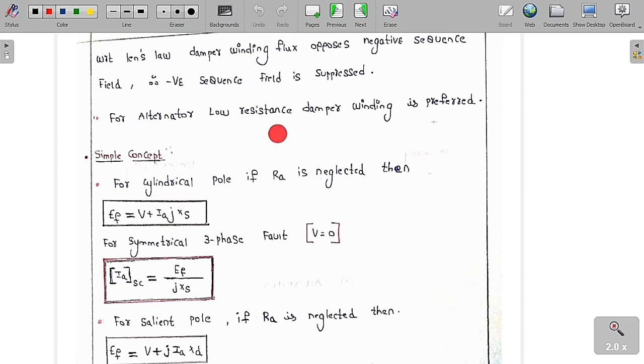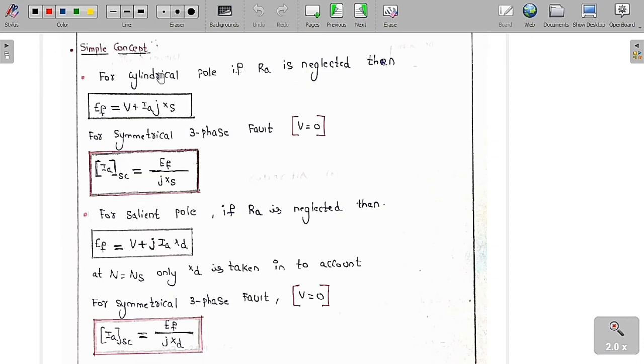For an alternator, a low resistance damper winding is preferred. I have already told you, for an alternator a low resistance damper winding is preferred to prevent hunting and also to prevent the negative sequence field. But we need a high amount of damper resistance for starting, for producing the starting torque. So listen carefully: the alternator requires a low resistance damper winding to remove the negative sequence field and to prevent hunting, whereas you need a huge amount of resistance in the damper winding to provide the starting torque.